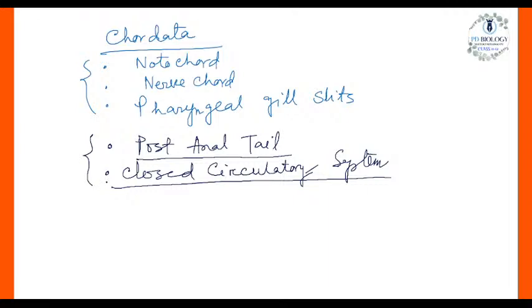First three and next two, these are the 5 important characteristics of chordate. Chordates are divided into, what are the divisions of chordates? Can you remember?